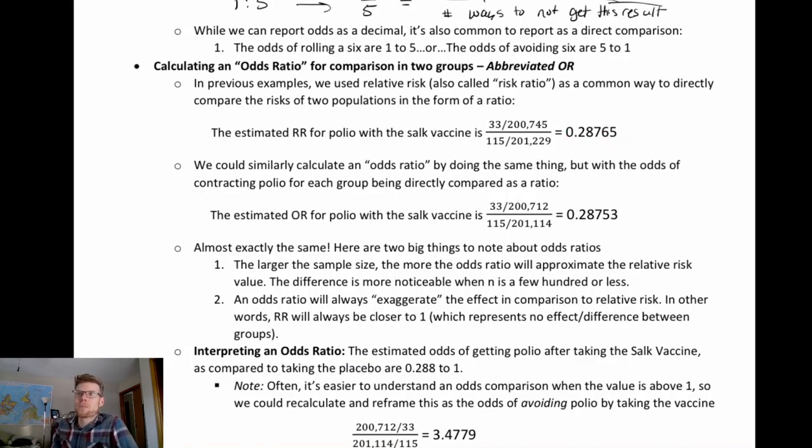However, we could also do something called an odds ratio, and that's if we take the odds of polio, or the odds of the outcome of concern.